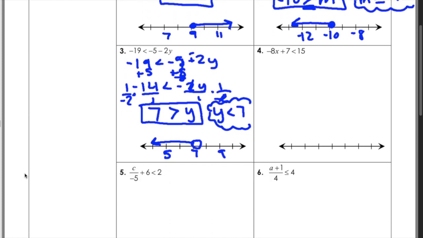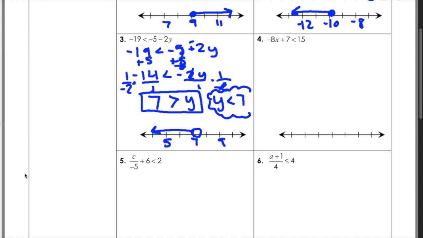So for number 5, we have c over negative 5 plus 6 is less than 2. My first step is to get rid of the 6 that's being added. So I'm going to add negative 6 to both sides. I have c over negative 5 is less than negative 4, because 2 plus negative 6 is negative 4.